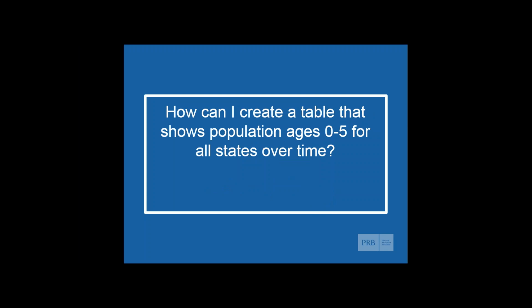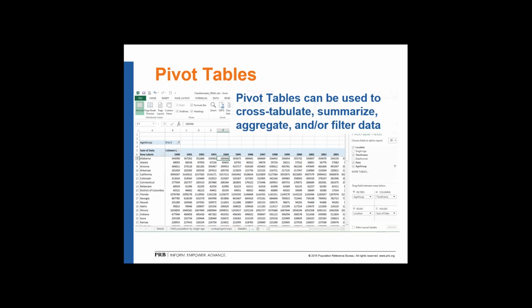And I want to use a pivot table to help me summarize the population for age 0 to 5 for all states over time. So just like we did with the Excel interface, I want to spend a couple of minutes walking through the pivot table interface, which is a little bit different than anything else in Excel. And I'll warn you, the pivot table interface looks intimidating, but with drag and drop options, pivot tables might just become your Excel best friend.